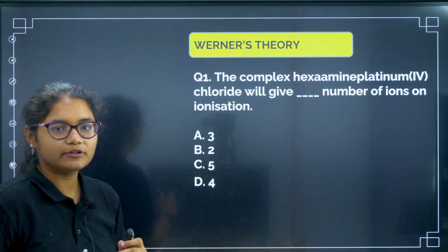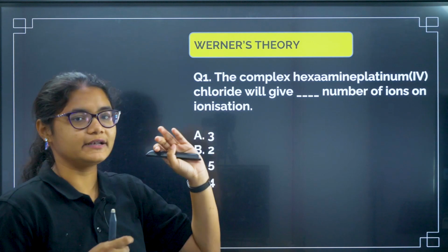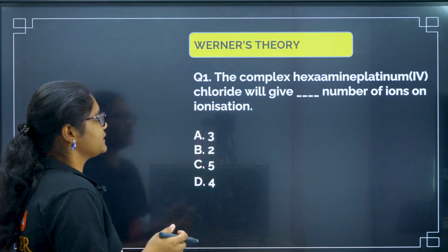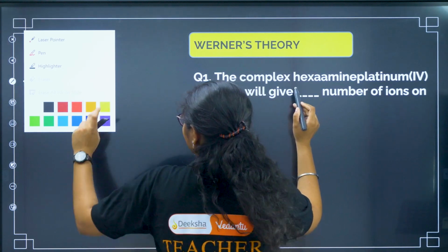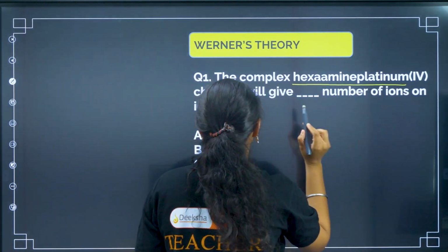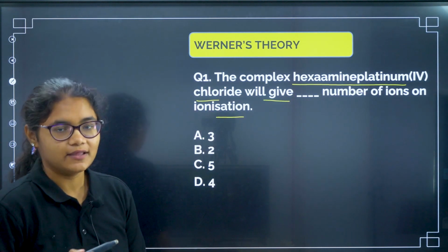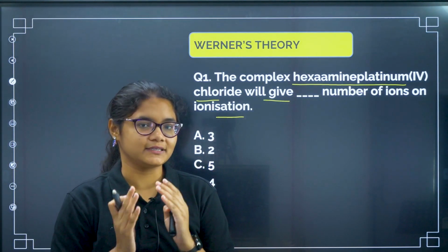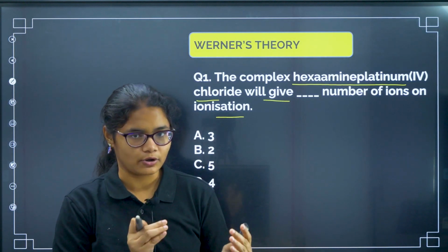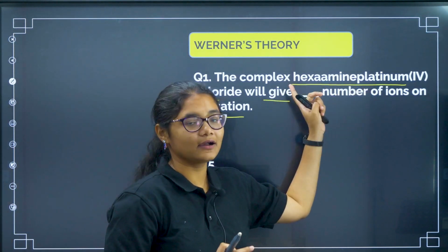I'll be telling you the right approach to solve this and how you can solve it in less time. First question: the complex of hexaammine platinum(IV) chloride will give dash number of ions on ionization. The compound name is given to you. This part comes from Werner's theory, where it tells about primary valency and secondary valency, ionizable and non-ionizable. But the trick here is how correctly you are writing the compound name.